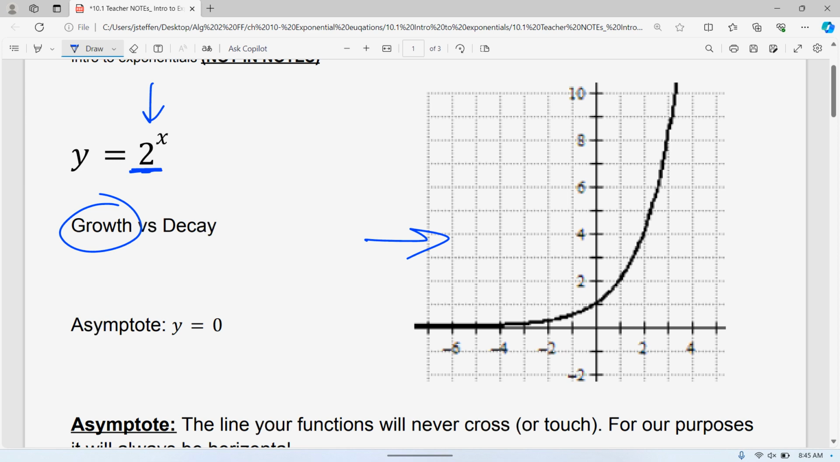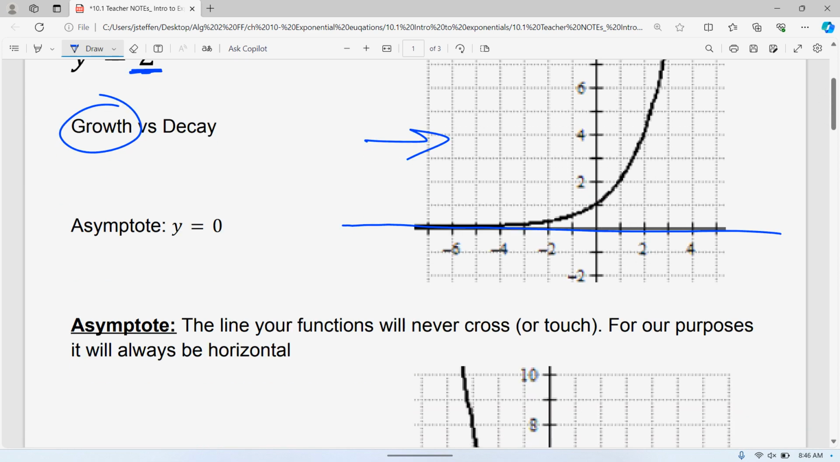For this one, y is equal to 0. Now in this chapter, we're going to learn about horizontal asymptotes. So this y equals 0 is this line right here. Now, what even is an asymptote? That's the other thing I want to talk about.